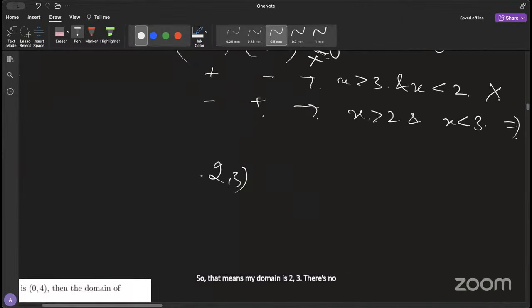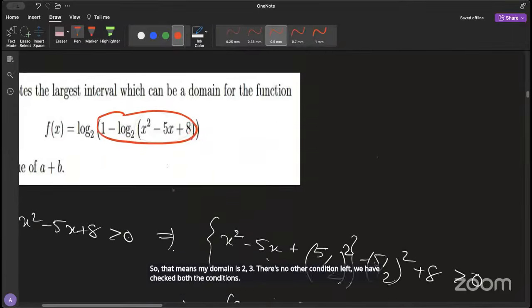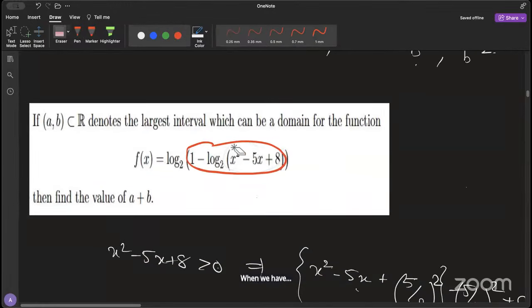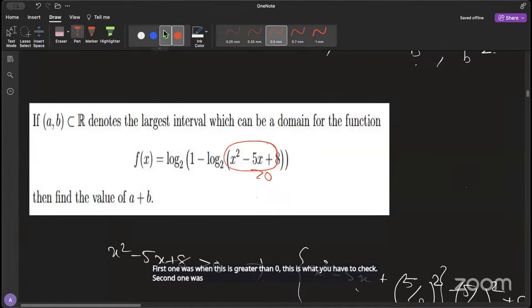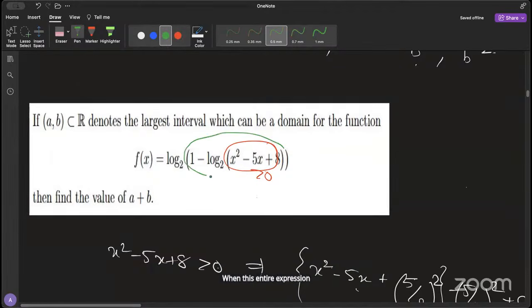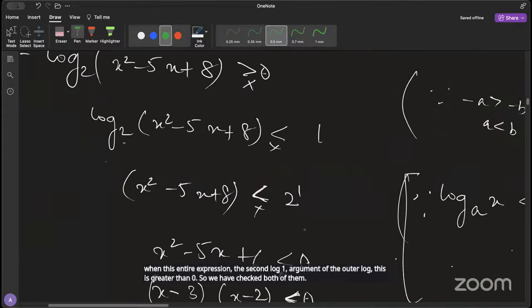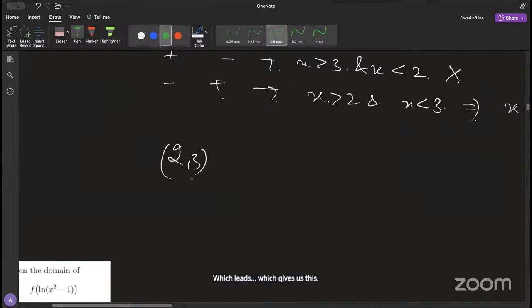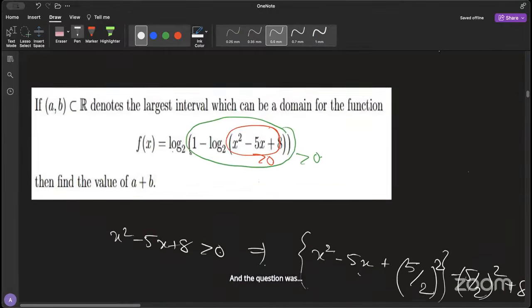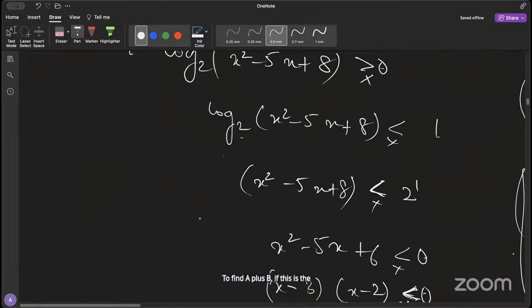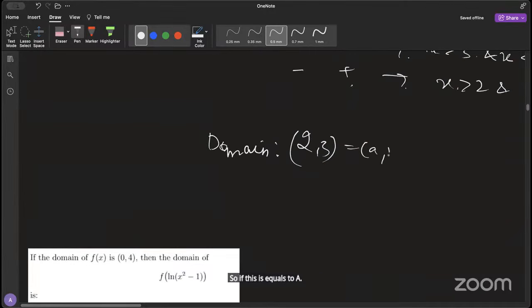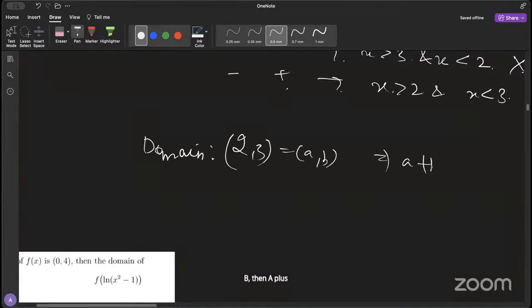There's no other condition left. We've checked both the conditions. First one was when this is greater than 0, this is what you have to check. Second one was when this entire expression, the argument of the outer log, is greater than 0. So we have checked both of them, which gives us this. So this is our domain. And the question was to find a plus b if this is the domain. So if this is equal to (a, b), then a plus b becomes 5.